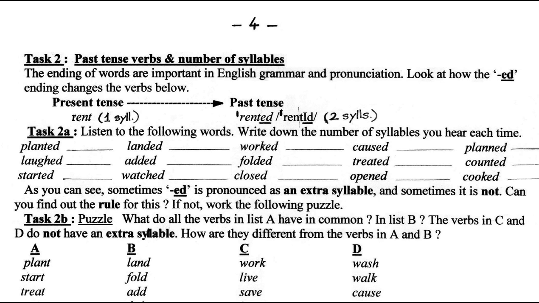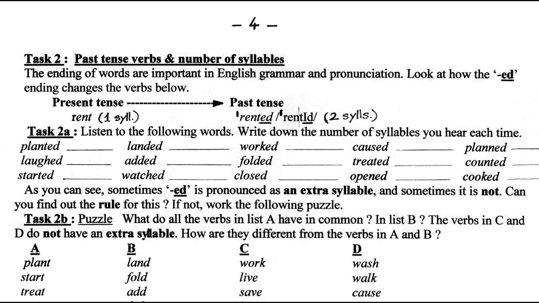So we have the verb rent. When it is in the present tense, we say rent, and we have one syllable. But when we put the verb in the past, because it is a regular verb, we add the ed, so it is pronounced rented. We notice that we have two syllables here. Because of the ed, we have added an extra syllable to the word.